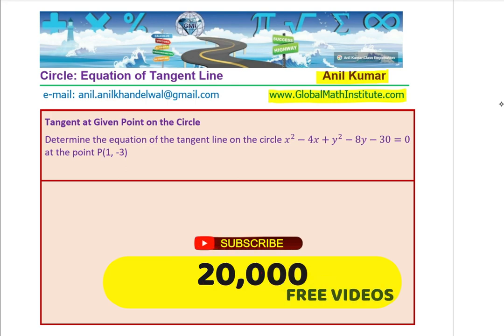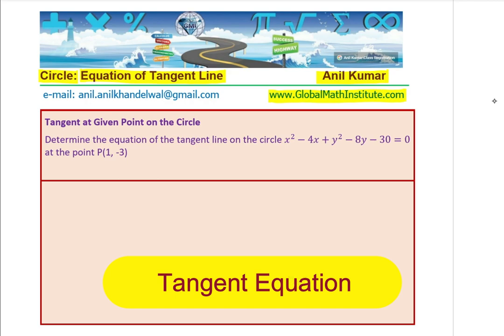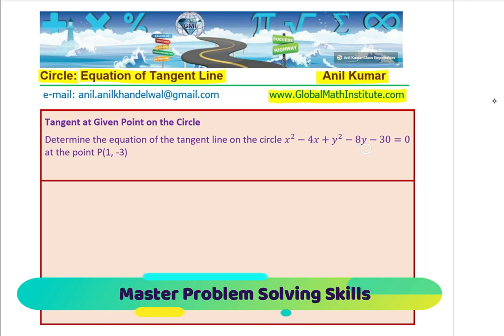In this video, we are going to consider a very important question, which is to find the equation of a tangent line to the given circle. The question here is, determine the equation of the tangent line on the circle x squared minus 4x plus y squared minus 8y minus 30 equals 0 at the point P (1, -3).